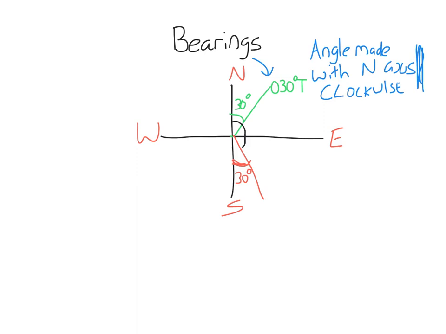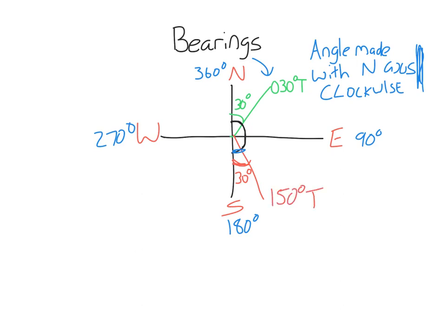So what would that black angle be? Well, we know that north and east are at 90 degrees. So east would be 90 degrees, south would be 180 degrees, west would be 270, and then back at 0 or 360 degrees would be north. So we know that this whole angle there would be 180. So this angle in black would be 180 minus 30. So it would be 150 degrees true.